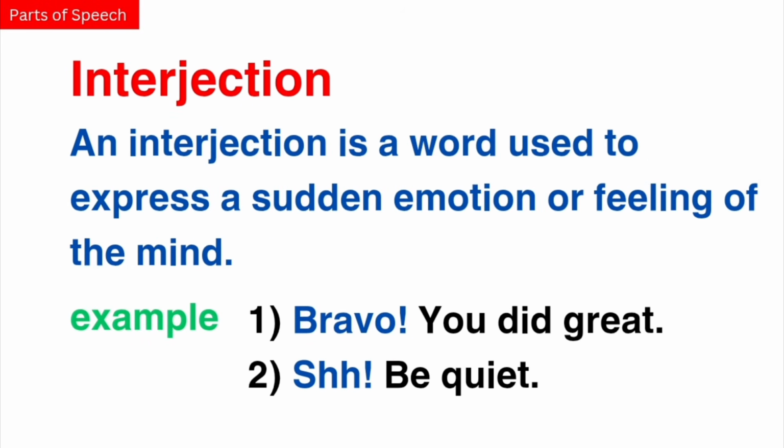Interjection. An interjection is a word used to express a sudden emotion or feeling of the mind. Example: 1. Bravo, you did great. Here, bravo is an interjection. It expresses praise or admiration for someone's achievement. 2. Shh, be quiet. Here, shh is an interjection. It is used to tell someone to be silent or lower their voice.